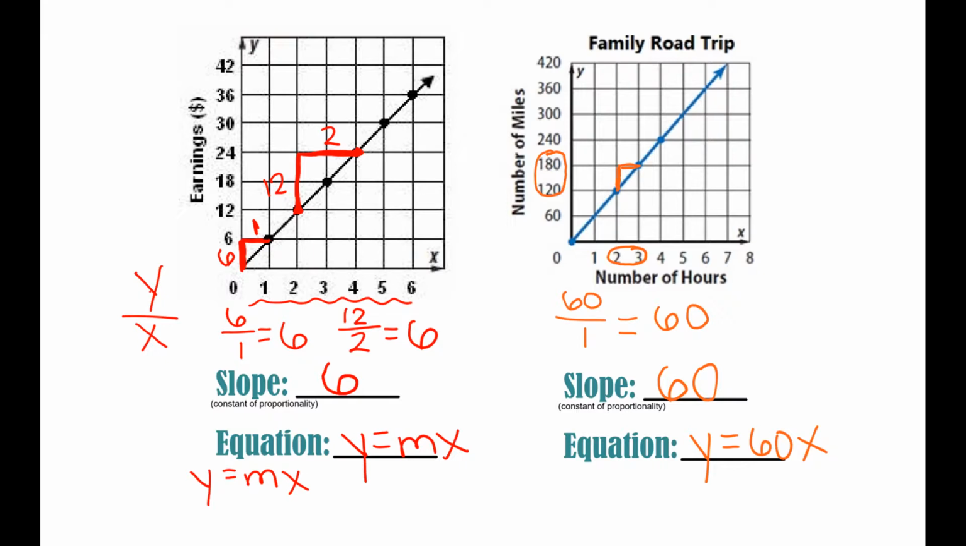I also just noticed that over here, I put that m in the place, and that should actually be the 6. So I'm going to go back and fix that. Make sure you've tried that on your paper as well.